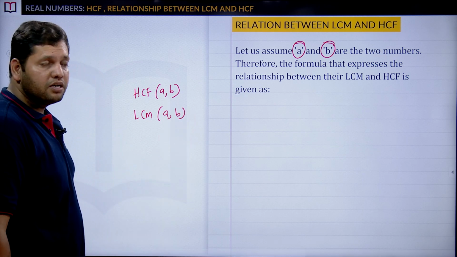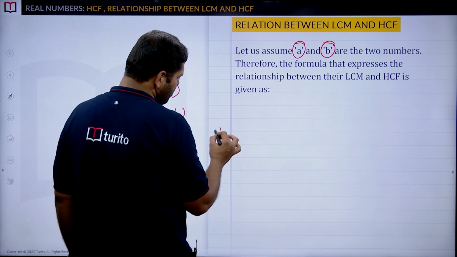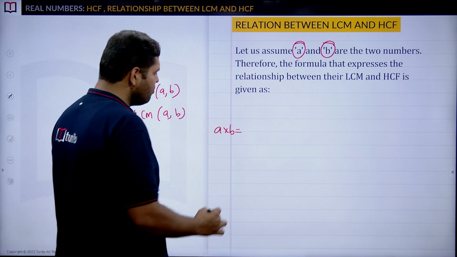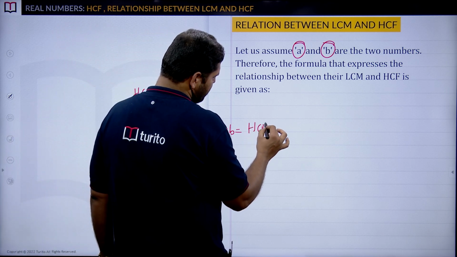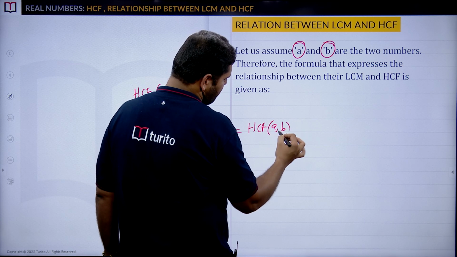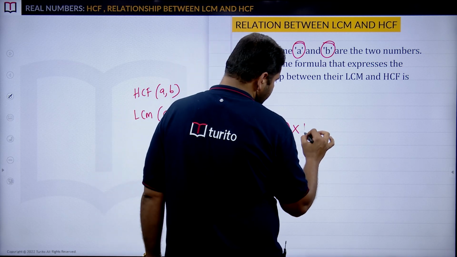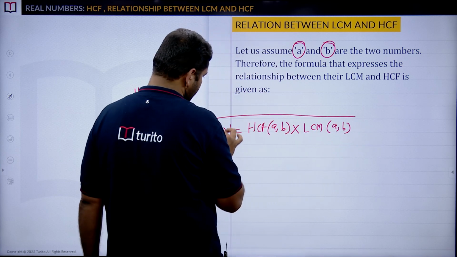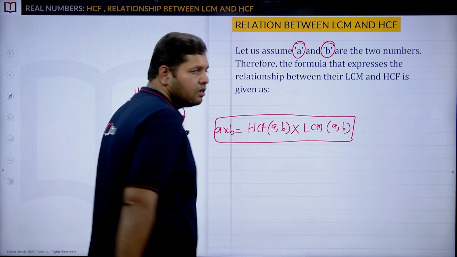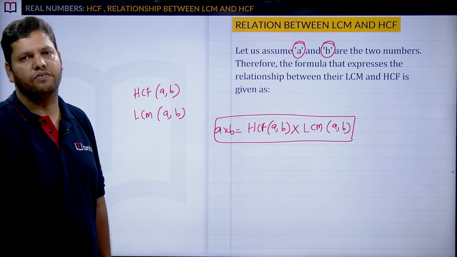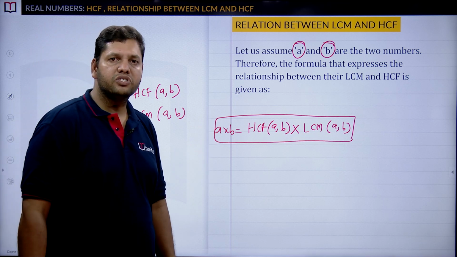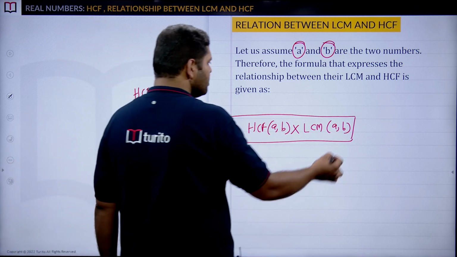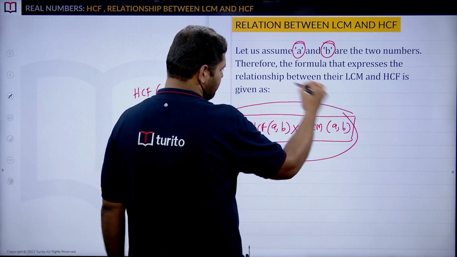Then what is the relationship, children, here? The product. Product means A multiplication B. We can write as, tell me, children, how we can write? HCF of A comma B multiplication of LCM of A comma B. So this is a relationship between the LCM and HCF. So product of the numbers we can write as HCF of those numbers and LCM of those numbers. So it is a relationship between the LCM and HCF.